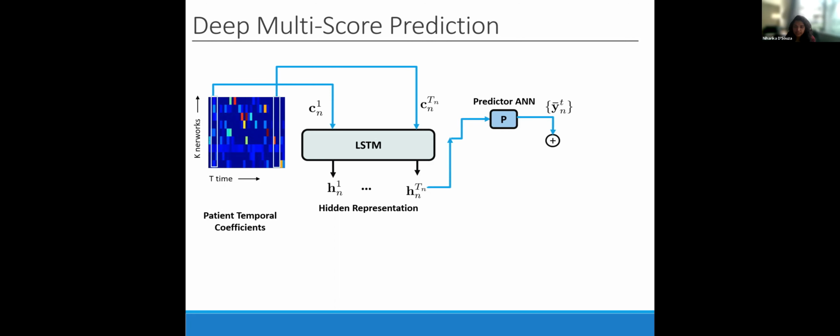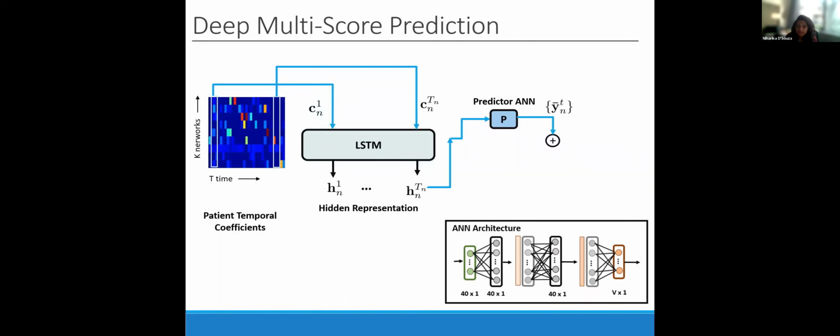Thus, this embedding H is input to a two-branched ANN consisting of a predictor ANN and an attention ANN. The predictor ANN uses the intermediate representation to provide time-varying estimates of clinical severity vector Y. So Y now captures multiple impairments in a single patient. Since the dimensionality of our inputs is fairly small, we use a simple neural network with two hidden layers.